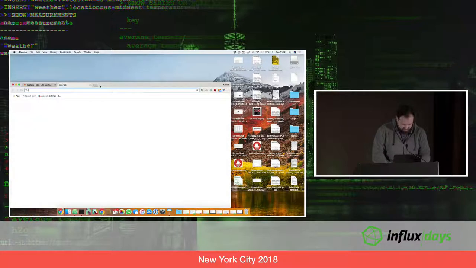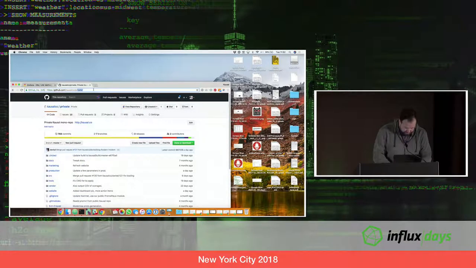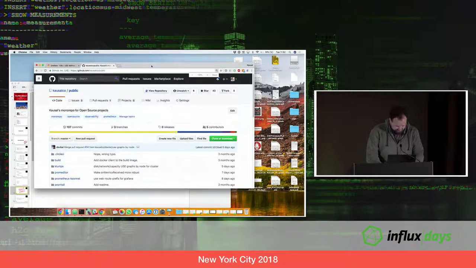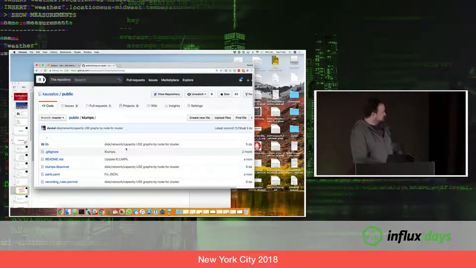Yes, here we go. So the project is on our GitHub. We only have two repositories, a public and a private repository. This is the Googler in me who likes monorepos. But in our public monorepo, there's a project called Clumps.